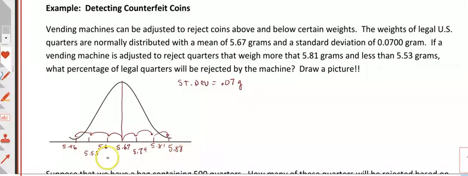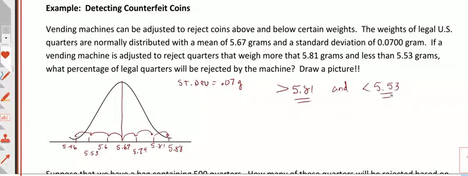Now that I have these x values, I can draw a picture of what area I'm talking about on this curve. I want to reject quarters if they weigh more than 5.81 grams, and also if they weigh less than 5.53 grams. You should see those two exact values on your x-axis.